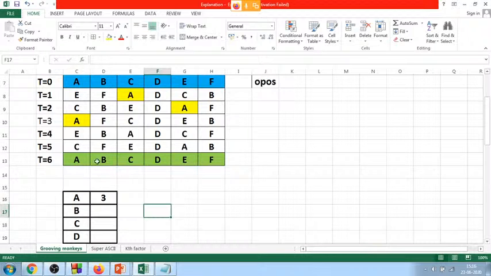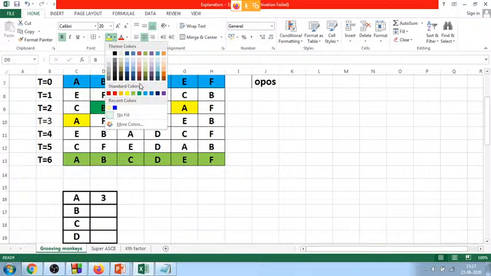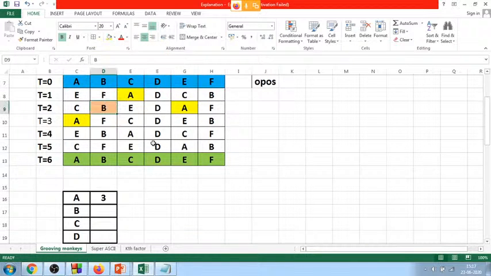So how many steps does B require? So this is your first step required by B. Let me mark with some other color for you people. This is the first step and this is the second step. So by 2 steps, B is coming to the original position. So no need of calculating till the end.